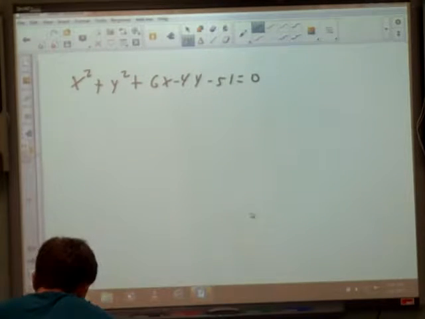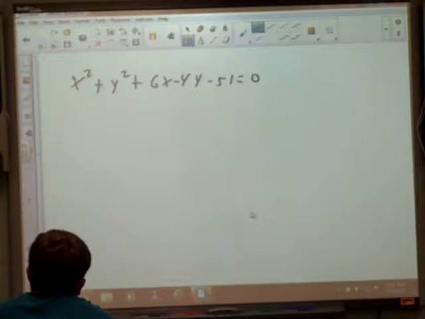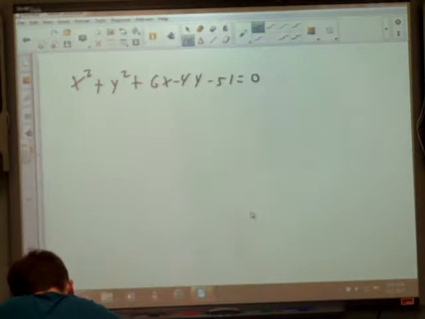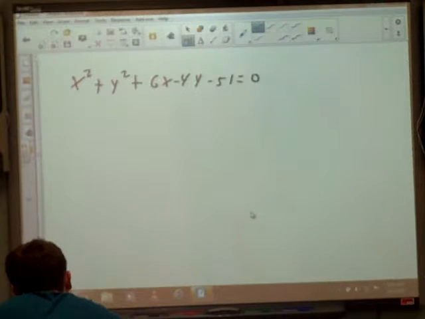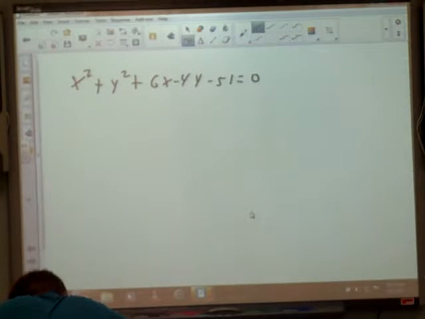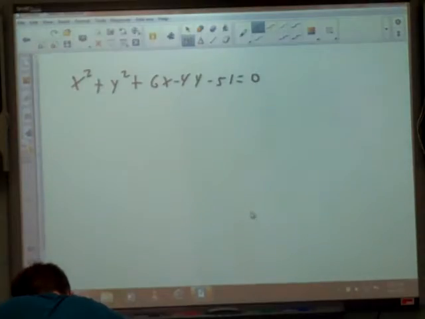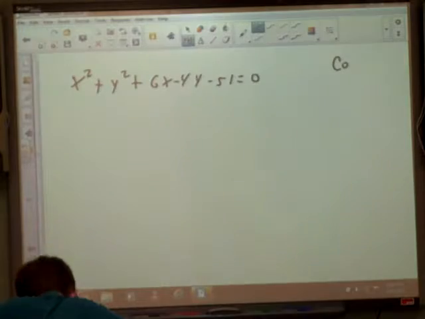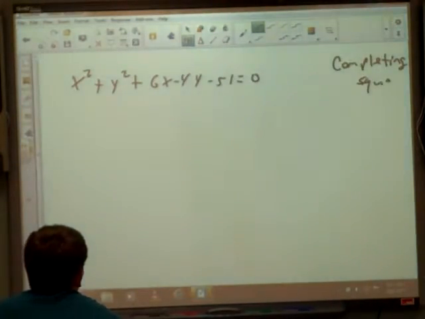Okay, so here's what we got on this one: x squared plus y squared plus 6x minus 4y minus 51 equals 0. That's obviously not in the x minus h squared plus y minus k squared form. To be able to tell what our center is, we've got to get it there. We've done this before, and we didn't spend a lot of time on it because we don't like it, but we don't have a choice. We're going to have to use the method called completing the square.